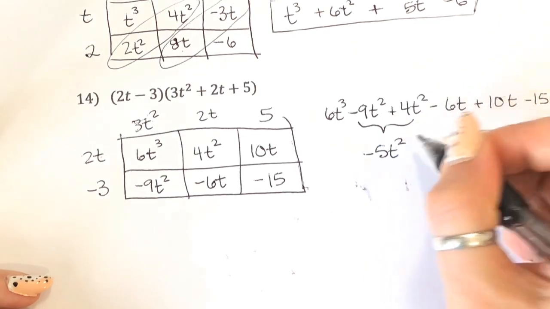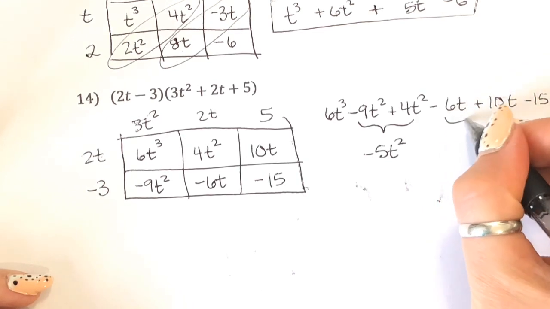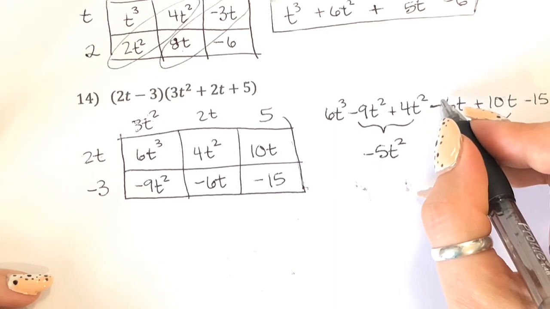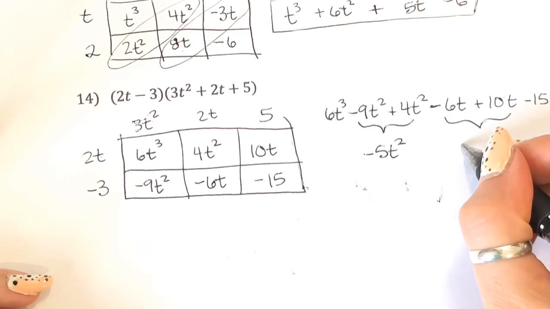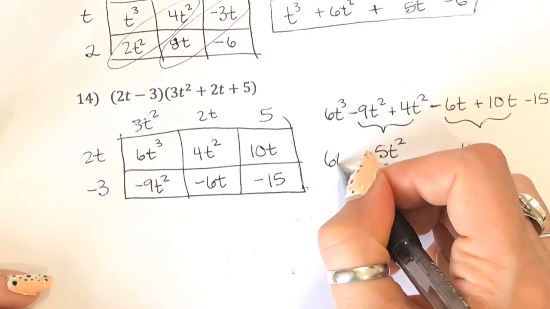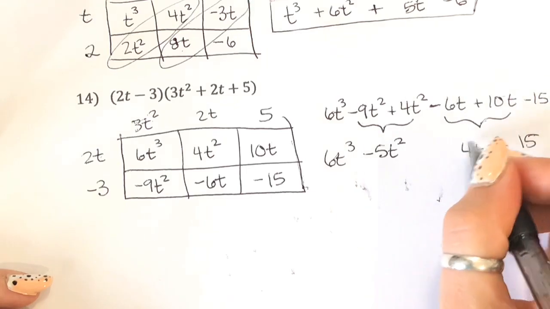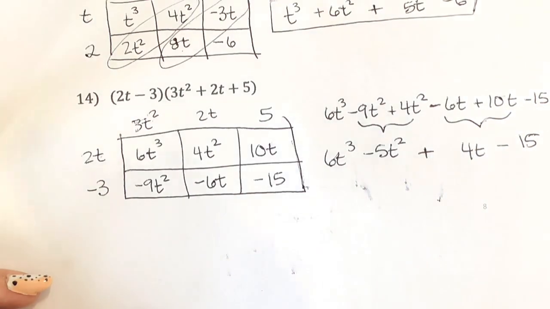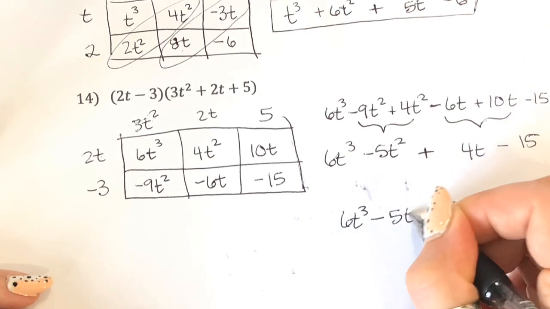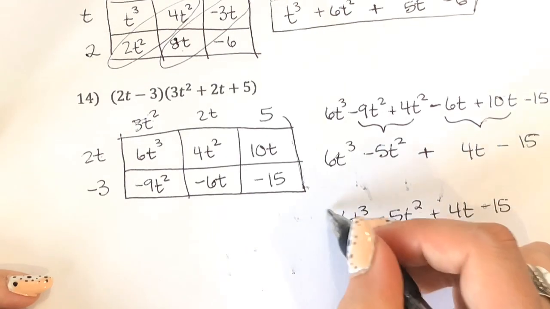5t squared. And then we also have t's here that are like terms. So I can combine those. Looking at our coefficients, don't forget that negative. We have a negative 6 plus 10, which is positive 4t. And then we have our 6t cubed at the front still. And then our minus 15 at the back. And then because this 4t was positive, there will be a plus sign there. So let me write that a little bit neater. We have 6t cubed minus 5t squared plus 4t minus 15. And that would be your answer.